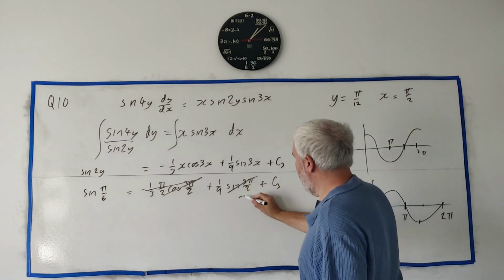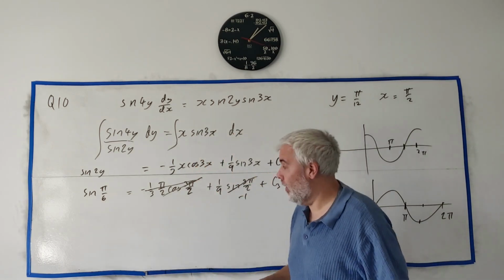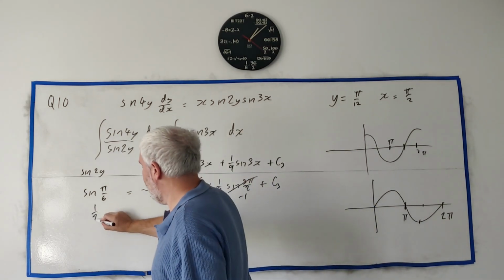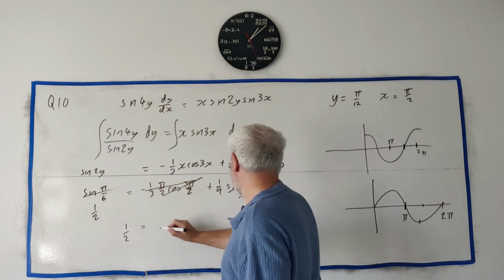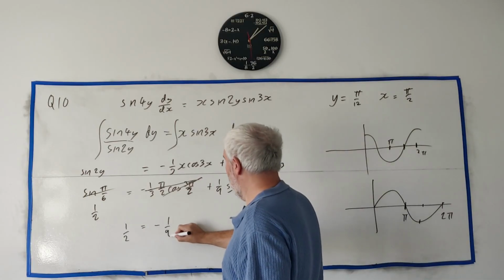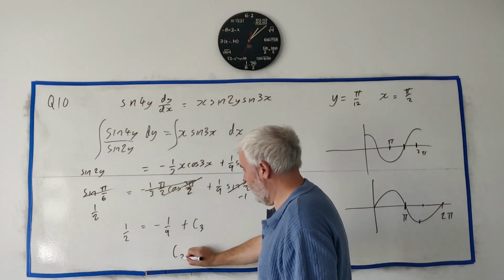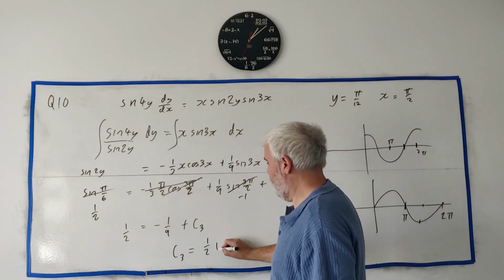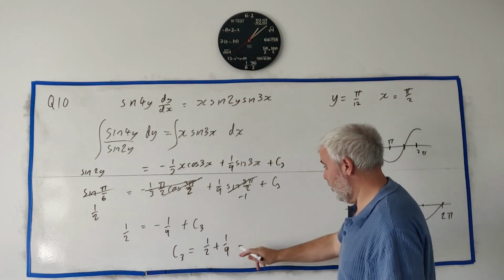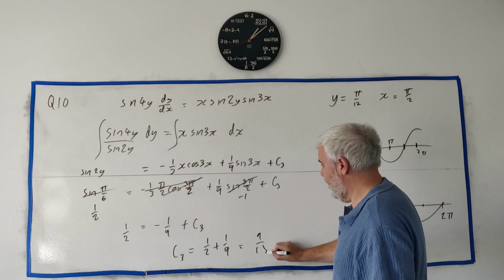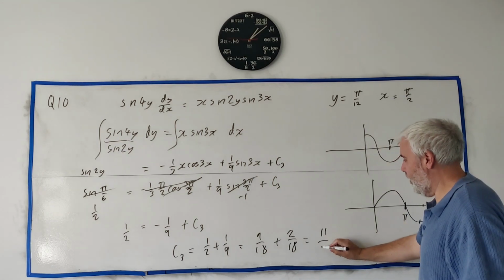This just becomes minus 1. And as I said, use your calculator for this, or I just happen to remember it's a half. That becomes a half. So write that out again. We get a half is equal to minus 1 over 9 plus C3. Rearrange that, we get C3 is equal to a half plus 1 over 9. Let your calculator do it, or put it together yourself. This would be 9 over 18 plus 2 over 18, which is equal to 11 over 18.